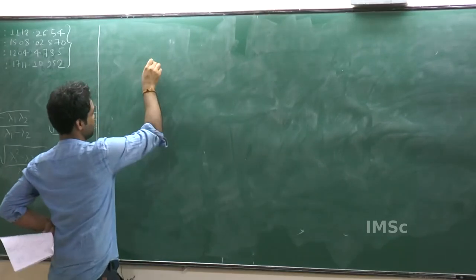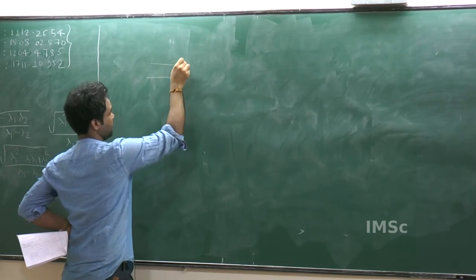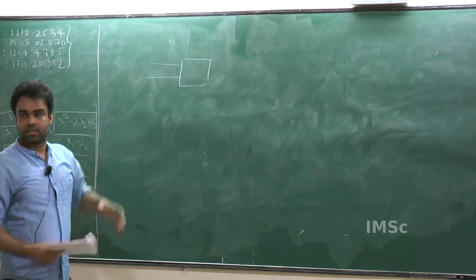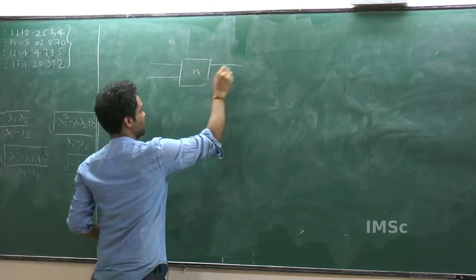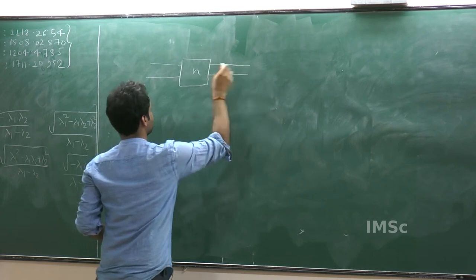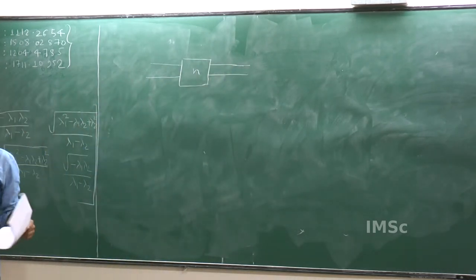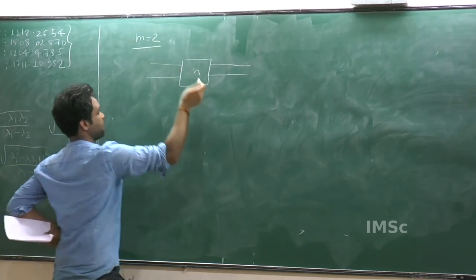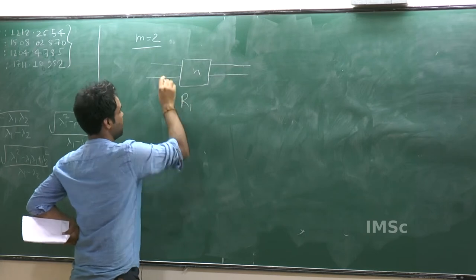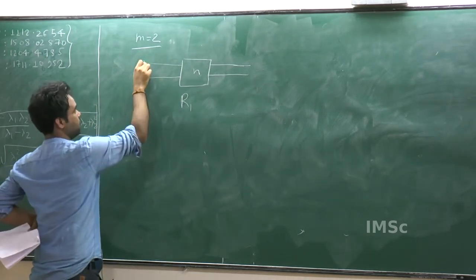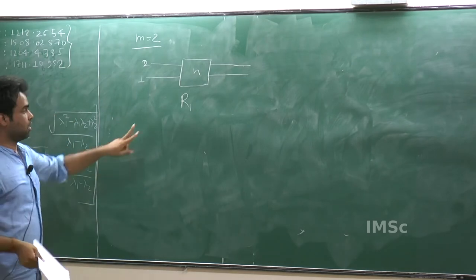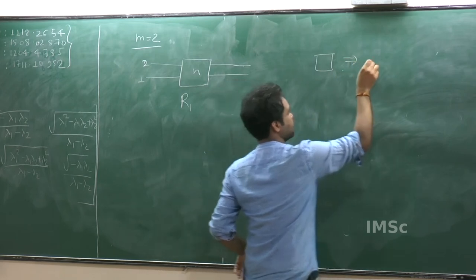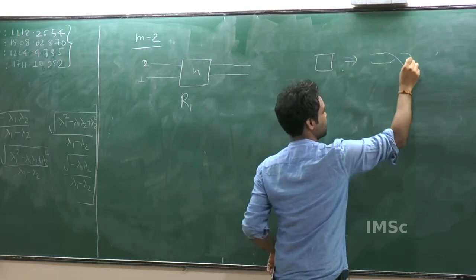So I have 2 strands, okay? In between, I have a mixing. Let's say n mixing is there. So I have only one R1 matrix. So I have 2 strands, let's say m equal to 2. So this R1 matrix exists, it will act on 1 and 2, R1. And this blob is nothing but you have n number of twists.